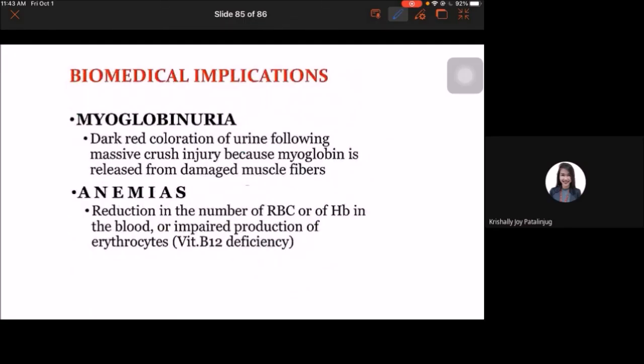Then we have myoglobinuria. This is the presence of myoglobin in the urine. Now, if myoglobin is present in the urine, that characterizes damaged muscles. When there is damage or destruction of muscles, the muscle contents end up in the urine. So that's for myoglobinuria.